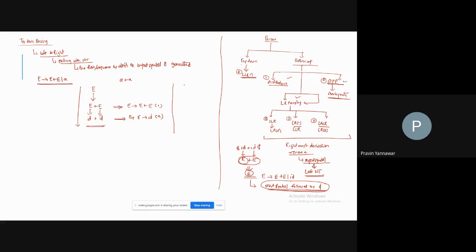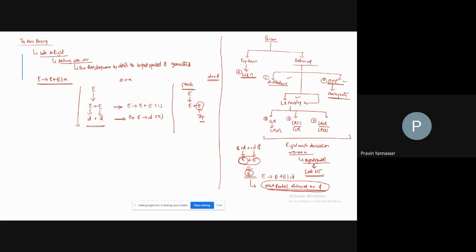What is important here is the stack. When I say E is on the stack, it is placed as E plus E, and this is going to be the top of my stack. So this E is to be substituted. If my input string is, say, ID plus ID, the top of the stack has to be substituted with the production values.